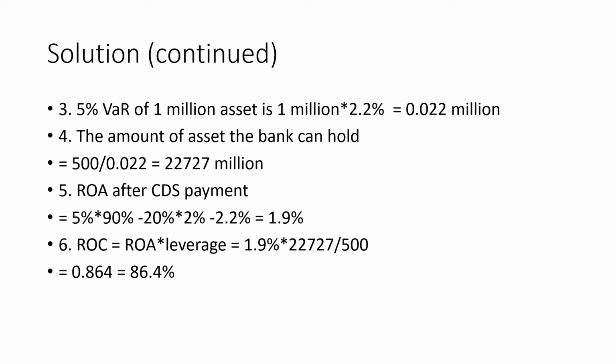6. Return on capital is equal to return on asset times leverage. It is equal to 1.9% times the leverage, which is 22,727 divided by 500. It is equal to 86.4%.